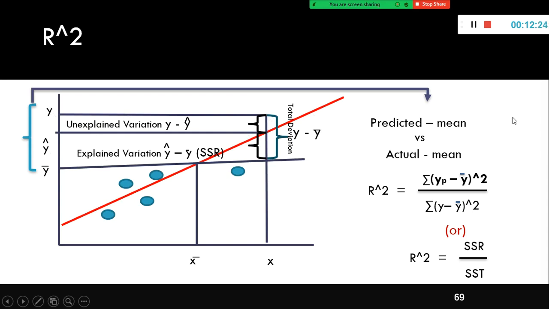We can say it that way also. Think of this as predicted minus mean versus actual minus mean. Predicted minus mean is for the sum of squares due to regression, and actual minus mean relates to your error. So R squared is equal to predicted minus mean whole square divided by total, which is SSR divided by SST. We can say it this way also, SSR divided by SST.